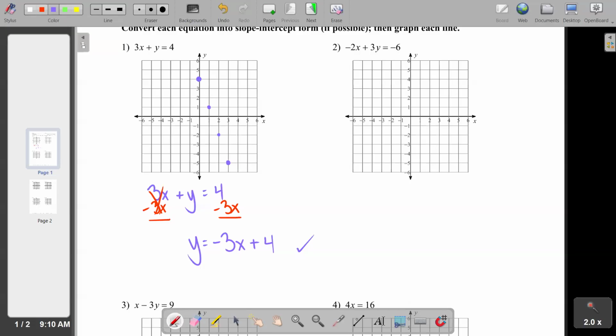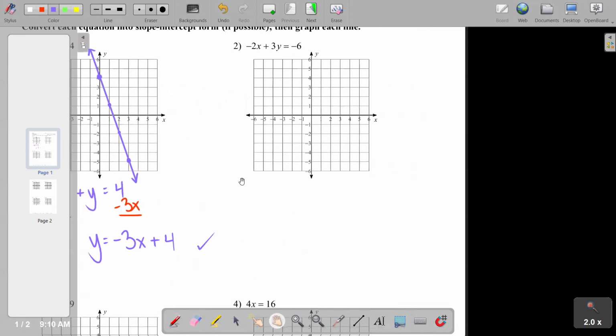And then grab your ruler and make a line. And remember that your lines should go out. You don't have to be obnoxious about it. And then arrows on both sides. Okay. Let's head over to problem number 2.